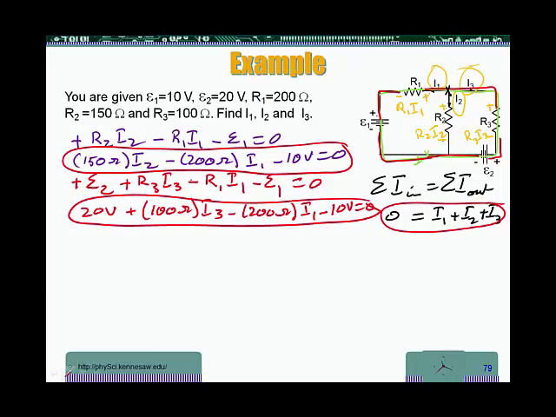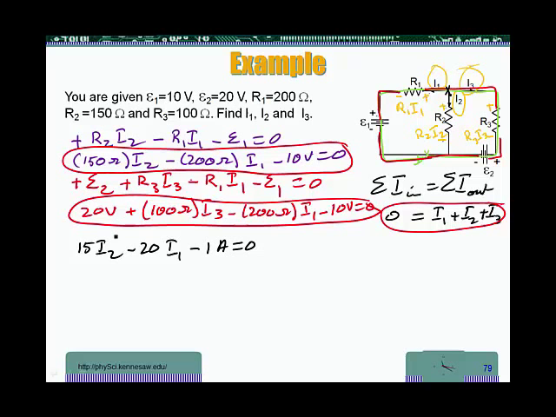Okay, my next step is to rewrite them. I'm going to write them with the same color. I'm going to divide everything by 10 ohms to just simplify the equations. So if I divide 150 ohms by 10 ohms, that will leave me with 15 I2, then minus 20 I1, and 10 over 10 gives me 1, but it's 1 amp since it's volts over ohms, so it's minus 1 amp is equal to 0.